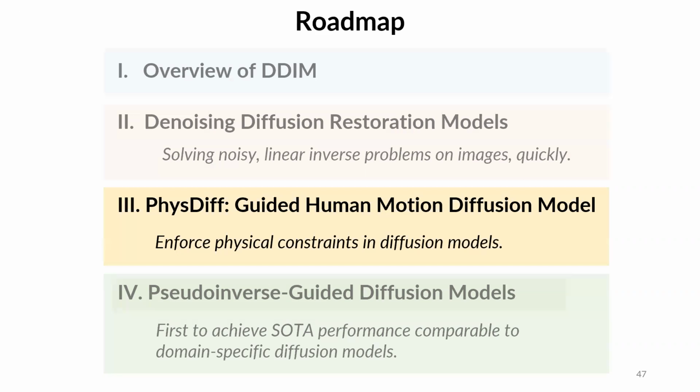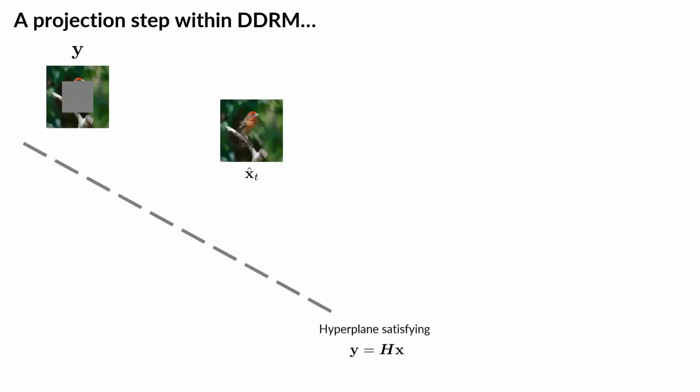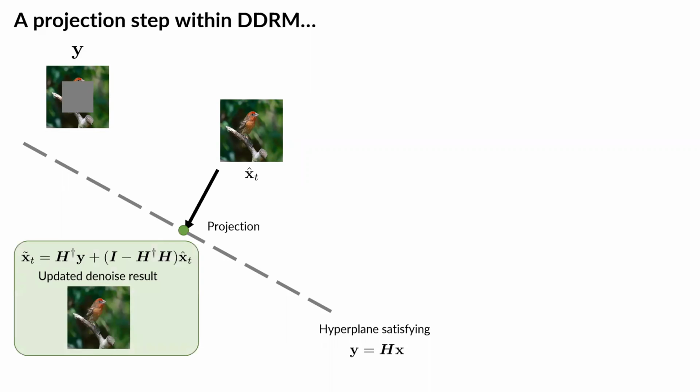So I'll go very quickly for this second part, which tries to enforce some physical constraints in motion diffusion models. This is work done by some NVIDIA colleagues and me. Earlier we described this DDRM procedure where we try to enforce information from the observation. You can think of it as a projection step. So I have a hyperplane that satisfies the condition y equals h of x. And I can think of doing this update based on y as some kind of projection step that projects the denoised output x_t hat into the new result.